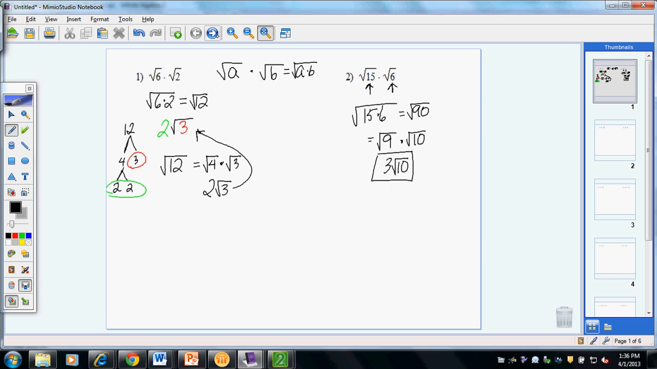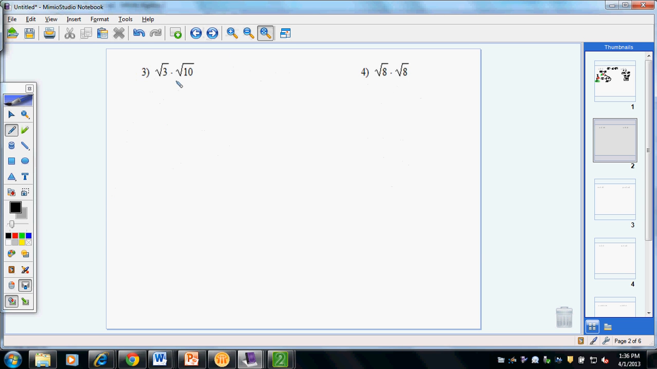Okay, so let's look at this one right here. We have the square root of 3 times the square root of 10. Okay, so we bring both of our radicands under the radical, and we are in fact left with the square root of 30.